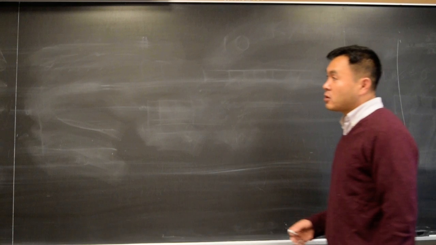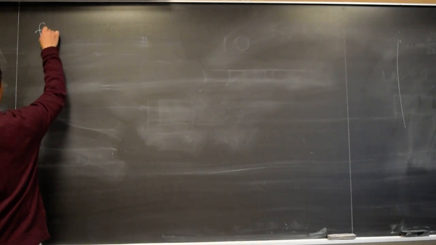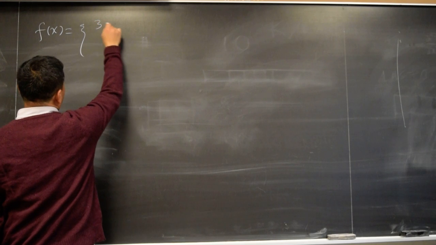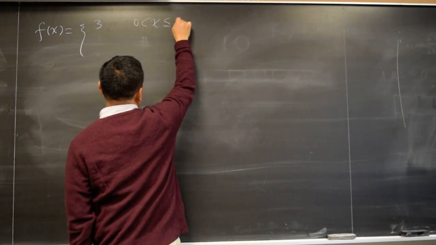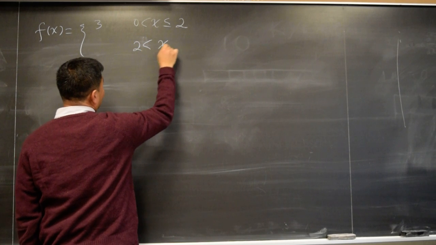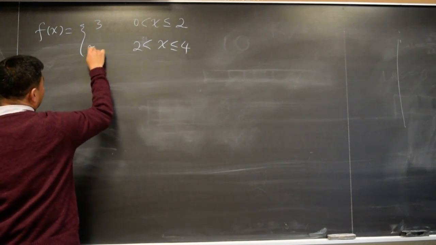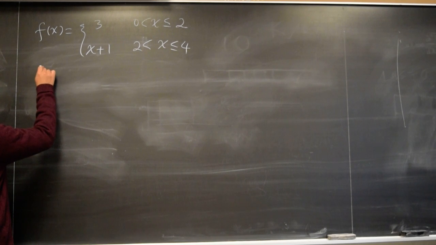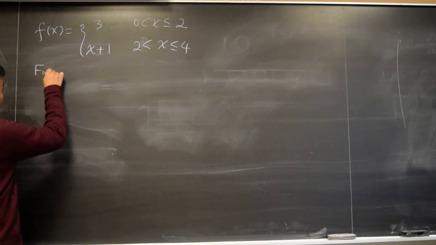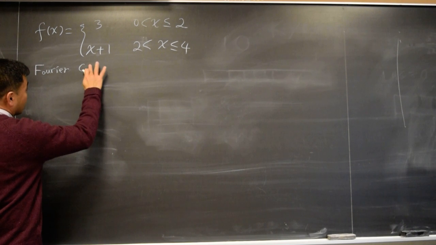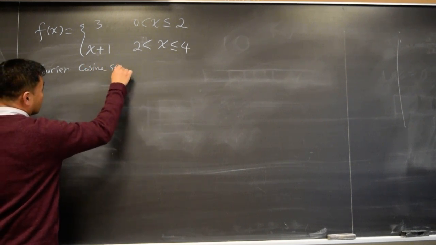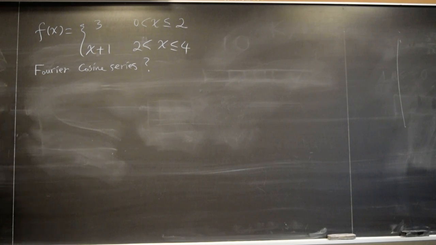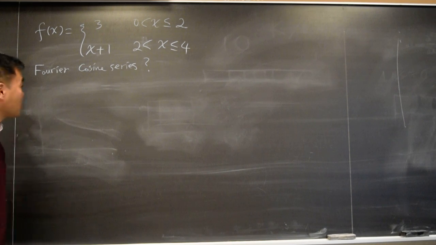But for Fourier series, even if you have a function like f of x equal to 3 between 0 and 2, and then from 2 to 4, it's equal to x plus 1. Even if you have a function like this, you can still have a Fourier series. So let's try to figure this out. Let's say you want to find the Fourier cosine series. So let's think about the following question. Given this piecewise function, let's find the Fourier cosine series.